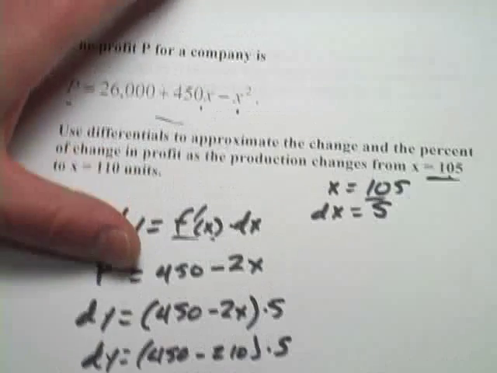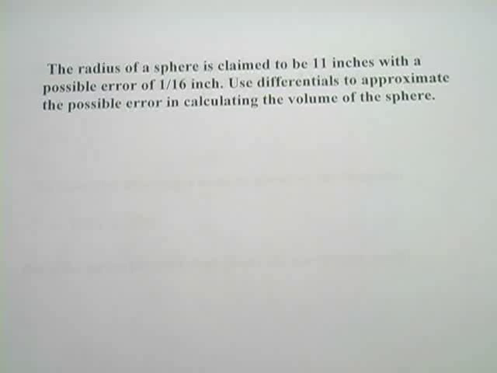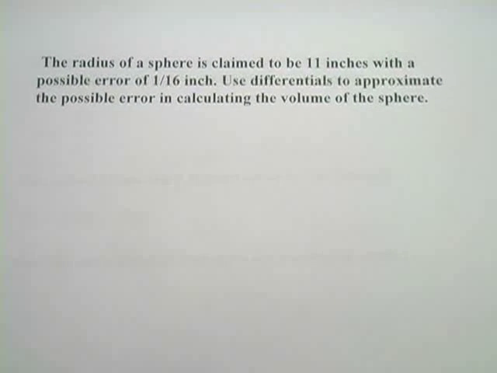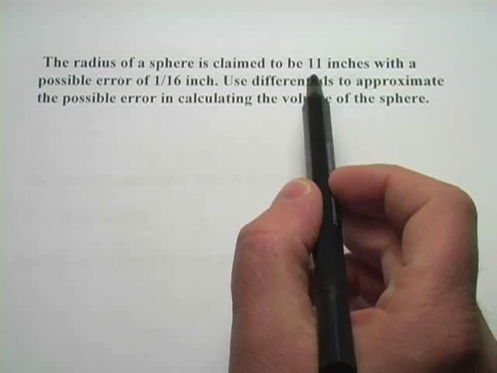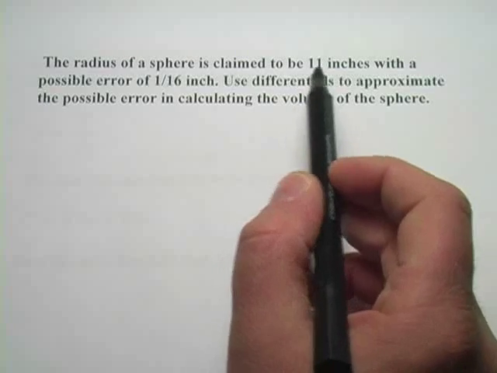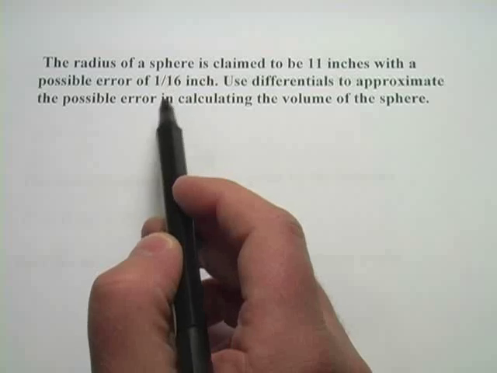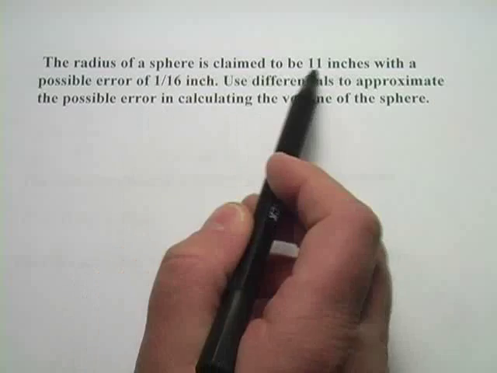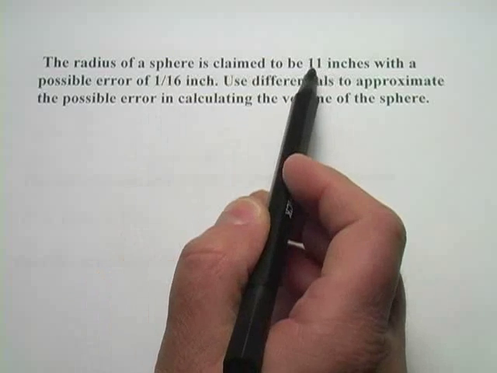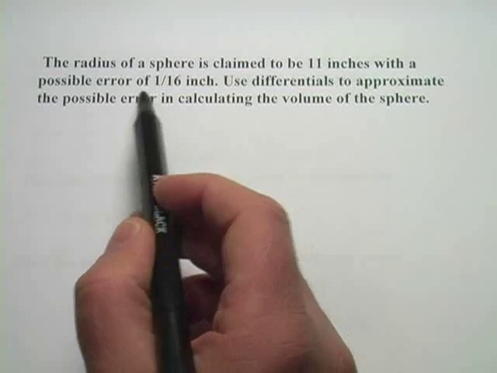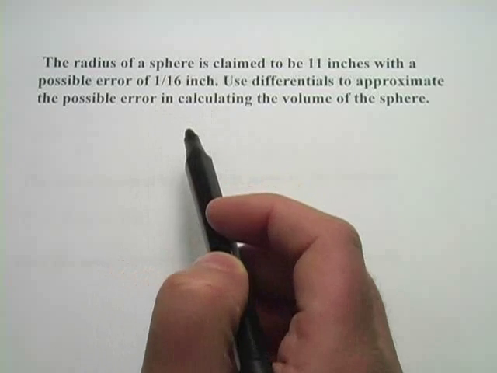All right, let's try one more. In this one, we have a sphere. So maybe there's a company making spheres, and their spheres are supposed to be 11 inches. So maybe these are kickballs. They're supposed to be 11 inches, but there's a possible error of 1/16 of an inch. So that means it could be 1/16 of an inch less than 11, or 1/16 of an inch greater than 11. So a plus or minus 1/16.